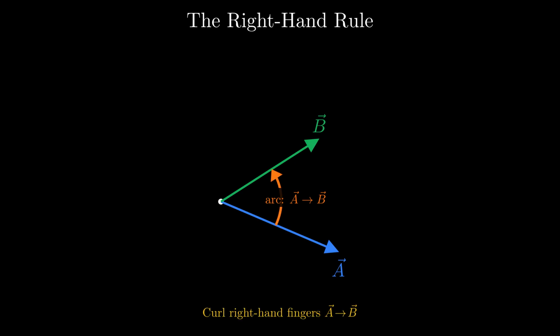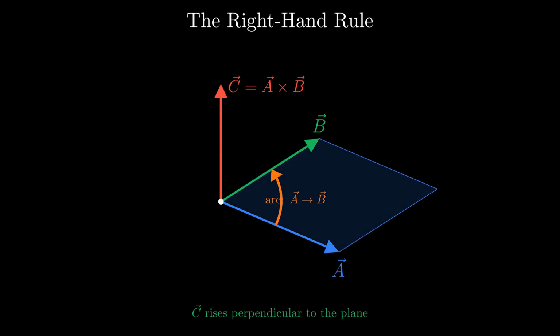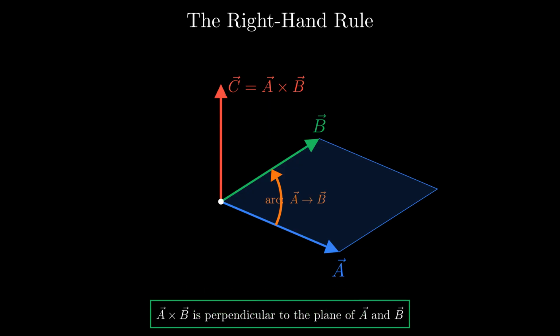Here's the construction. First, redraw A and B so their tails touch. Then draw an arc starting at vector A and finishing at vector B. Now curl the fingers of your right hand the same way as that arc, from A toward B. Your right thumb points in the direction of A cross B. Call the result C. It rises perpendicular to the plane containing A and B. The order matters. The arc goes from the first vector to the second. Always remember the direction of A cross B is perpendicular to the plane formed by A and B.